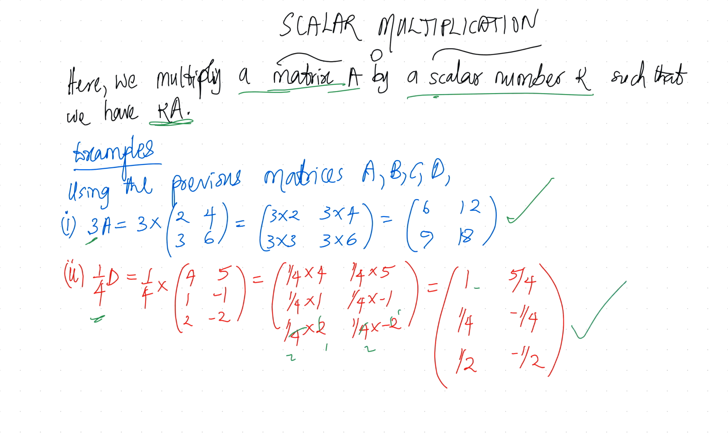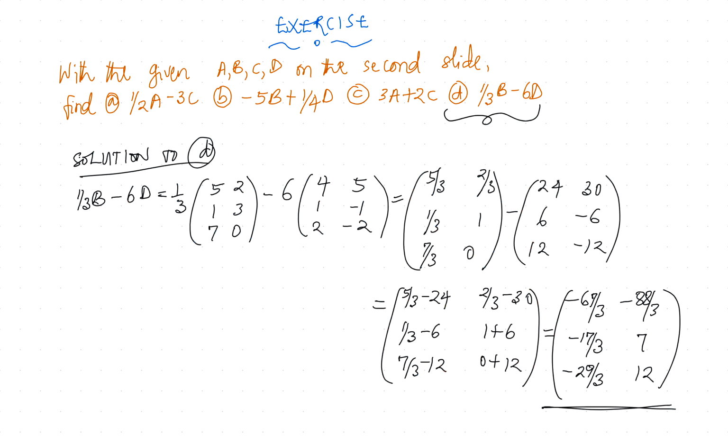Okay, so with that, we go to the last slide for today. For this particular class, now, we have an exercise there, so you can try your hands on them. With the given A, B, C, D on the second slide, right? The same A, B, C, D we started with. So find A, half of A minus 3C, then B, minus 5B plus 1 over 4D, and C, 3A plus 2C. And of course, 1 over 3B minus 6D.